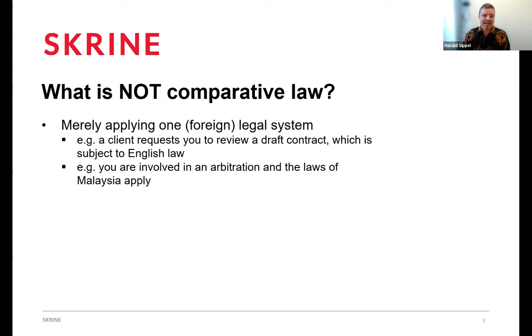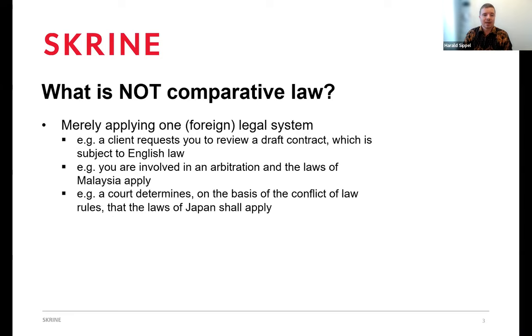I mentioned this example that you may be involved in an arbitration and the laws of a foreign country apply. And finally, if we speak about courts, the court determines on the basis of conflict of law rules that the laws of Japan apply.